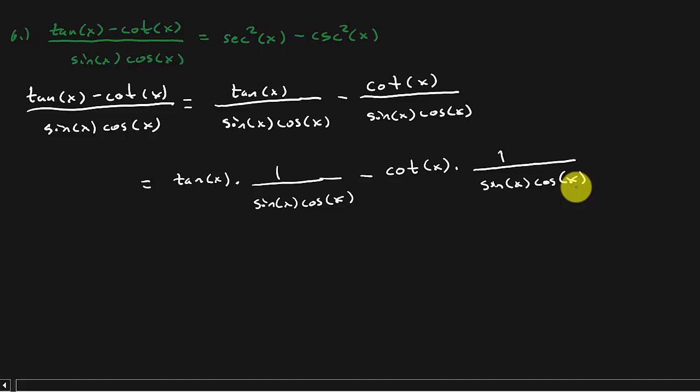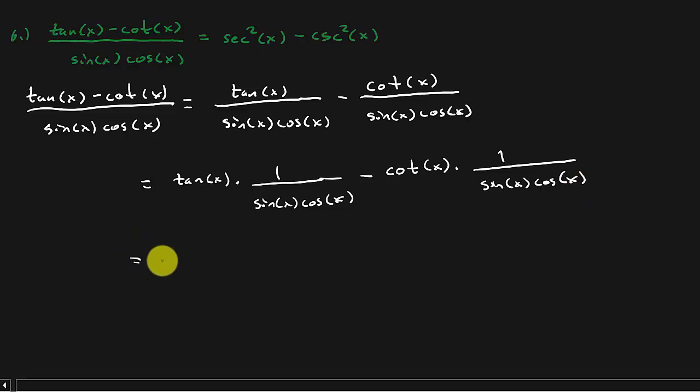Now, do you have to do this? No, you don't have to. But I think separating them like that is going to make it easier for you to see. I know a lot of students want to do as much as they can in one step. Don't do that when you're verifying identities like this. Write as many steps as you need, and just take it one step at a time.